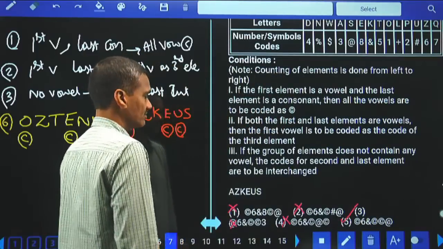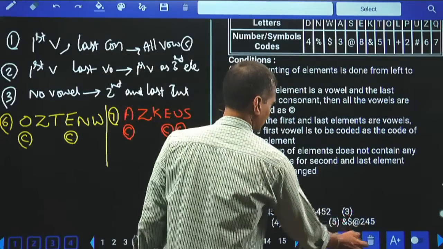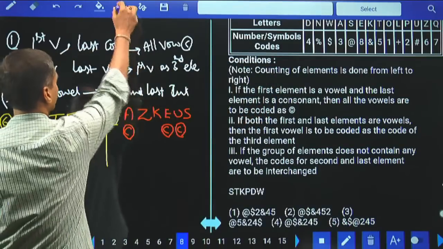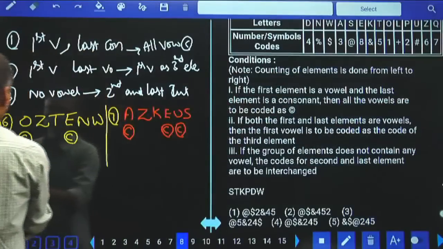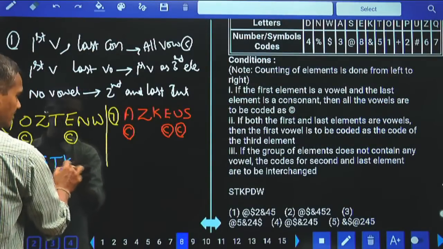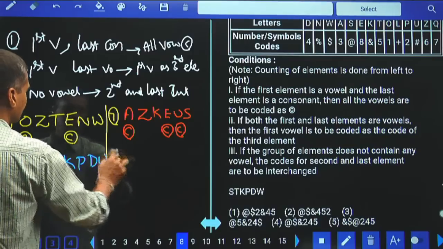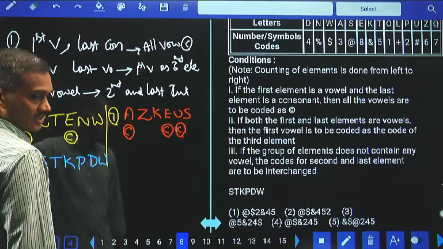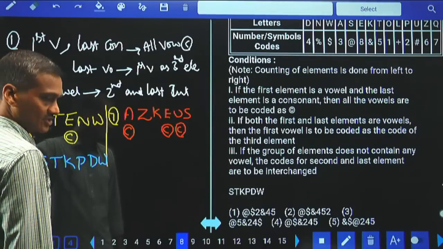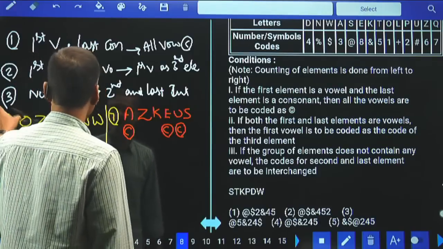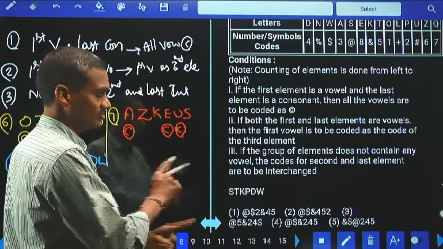Then coming to question number 8. In this question number 8, what are the elements given here? STK, PDW. STK PDW comes under first vowel, first two were ruled out. Finally we were left with the third one. It falls under the third rule. According to the third rule, no vowel, second and the last element should be interchanged.